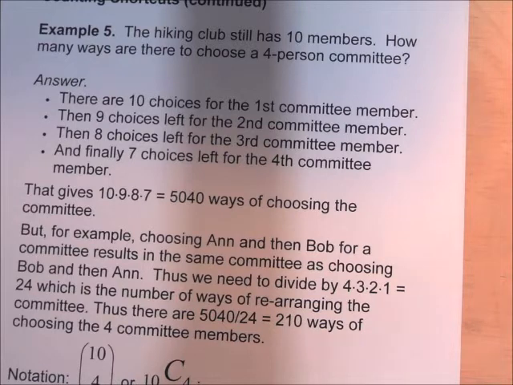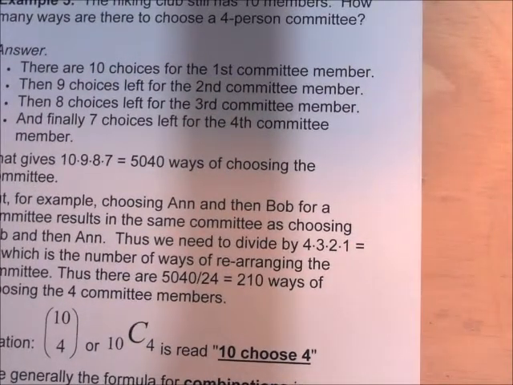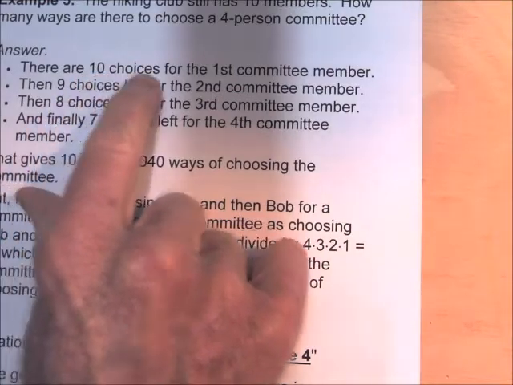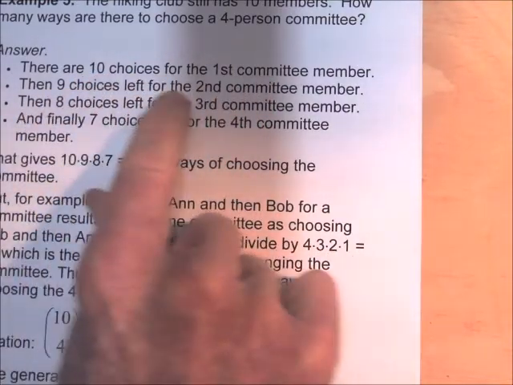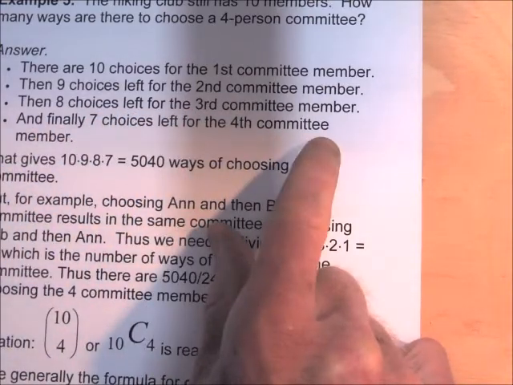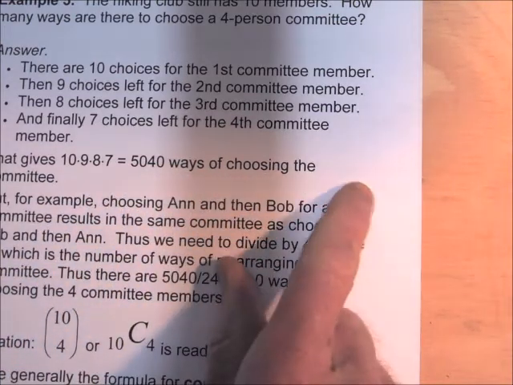So for a committee, in a sense, the order doesn't matter. So if we start out the same way, we have 10 choices for the first committee member, 9 choices for the second committee member, 8 choices for the third committee member, and 7 choices left for the fourth committee member. 10 times 9 times 8 times 7, 5,040 ways of choosing.